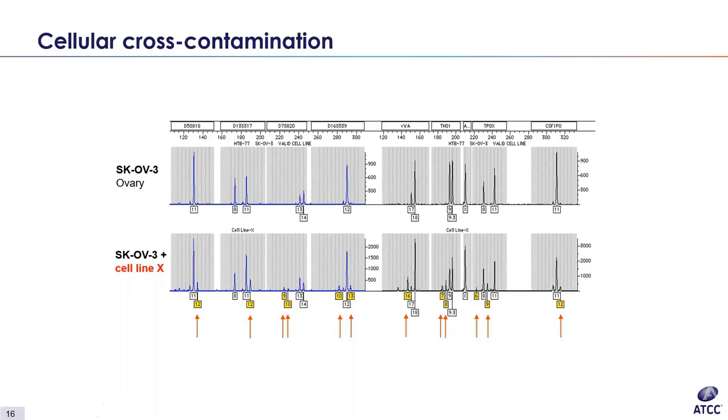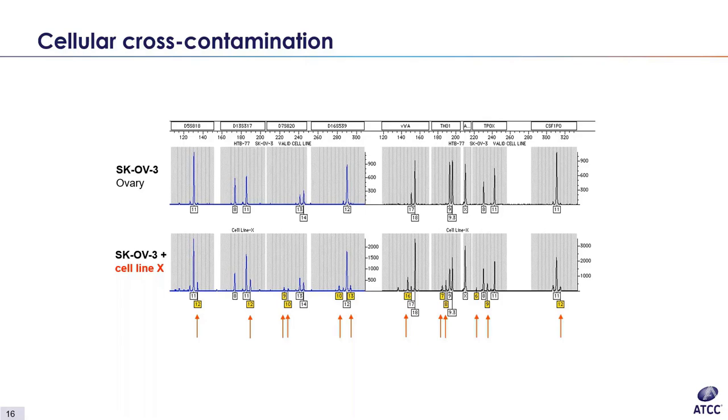These are definitely not artifacts. So many of these additional peaks meet the general consensus threshold of being greater than 20% of the allele size, like in D13 here, for example, in D7 here, and in D16 here, and especially in VWA here, we see that as well.